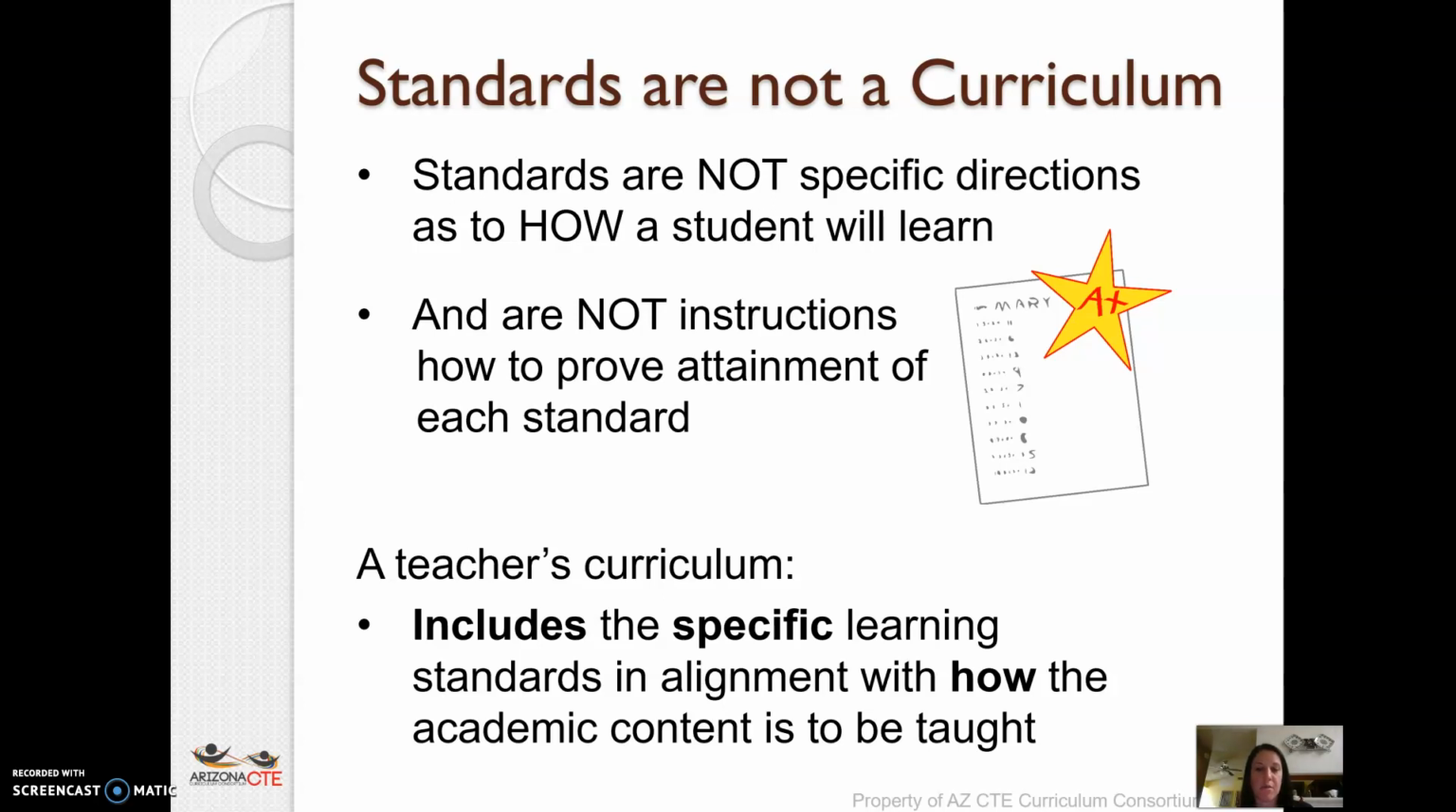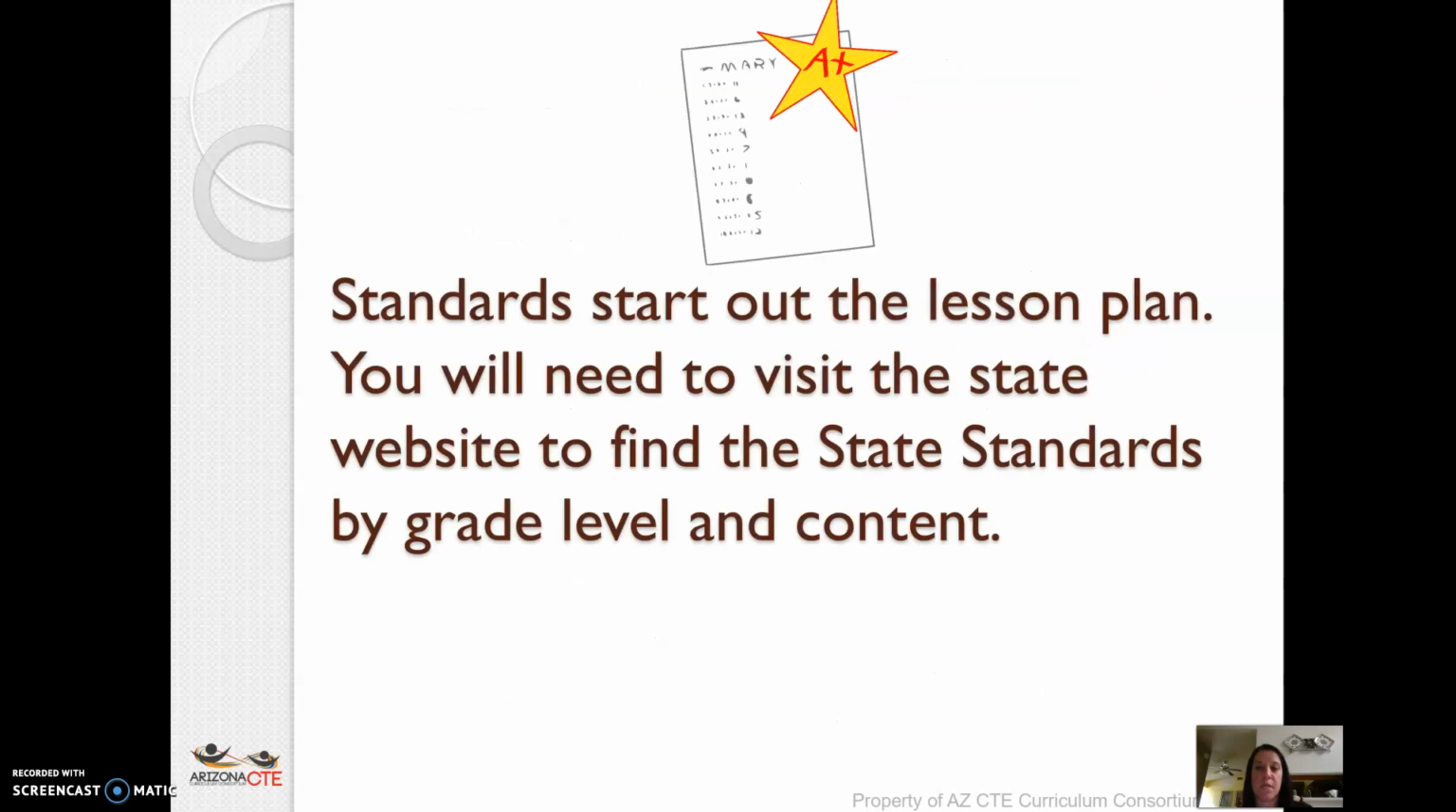So curriculum includes specific learning standards in alignment with how the academic content is to be taught. If you remember on our lesson plan, standards was the first thing. You have to find the standard that matches. You can't just teach a random lesson. It needs to connect to a standard because, again, there's that accountability piece in there.